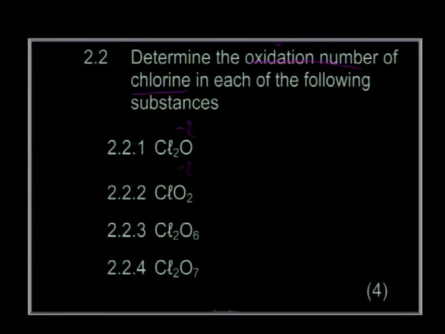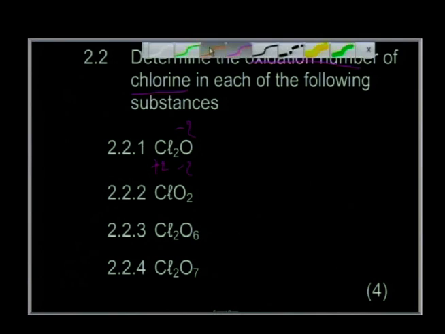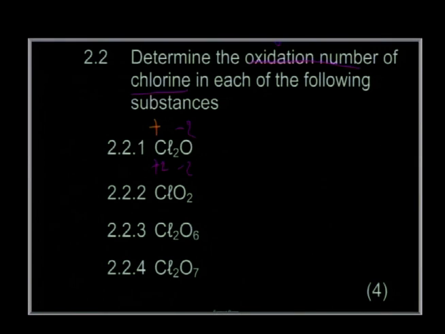-2, -2. There's only one of them. So this whole thing must be +2 divided by 2. So the chlorine in this case has an oxidation state of +1. Okay, hope you can see that. Total was +2, divide by 2 gives you +1.